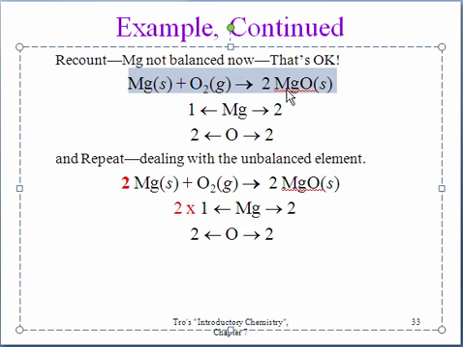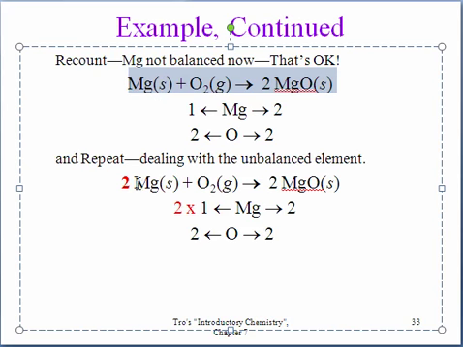Now, if I put a 2 right there, what happens is that changes my magnesium. Now my magnesium is also 2. So I've got to go back and balance my magnesium. And that happens a lot. When you go to balance one element, it may unbalance your others. You can go back and balance them.